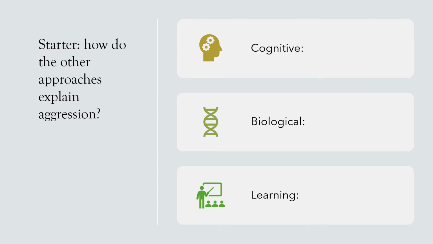So this is your starter, just to get you thinking about what you've already been taught. The biological and the learning approach you did with Mr. Martin, the cognitive one you did with me. So I want you to write down, how do the other approaches explain aggression? I want you to pause me and make some bullet points of keywords that the cognitive, biological and learning approach use to describe aggression.